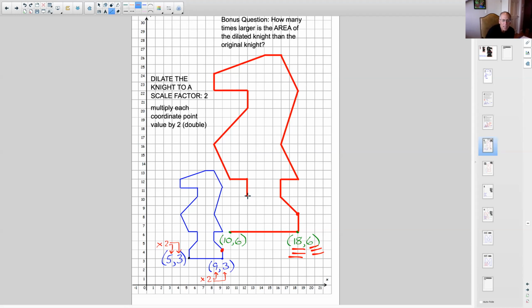Everybody, Mr. Kramer's going to just finish the last 3 points. This one here is 12, 10. So 10, 8. Going to 10, 8. And back to the beginning at 10, 6. Everybody, you did it.